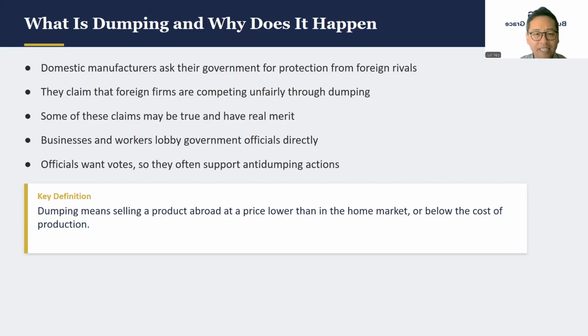This is why the steel and chemical industries appear so often in anti-dumping case history around the world. These are large, visible, well-organized industries with strong political connections. And that combination makes them very effective at winning protection through this legal channel.